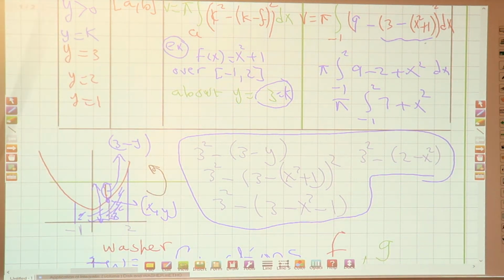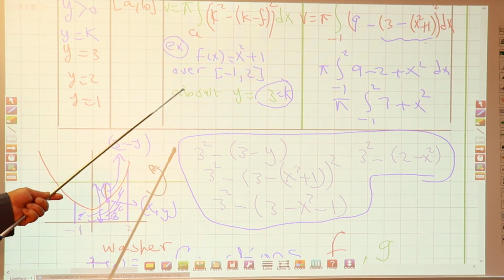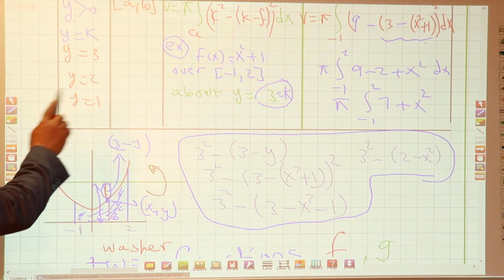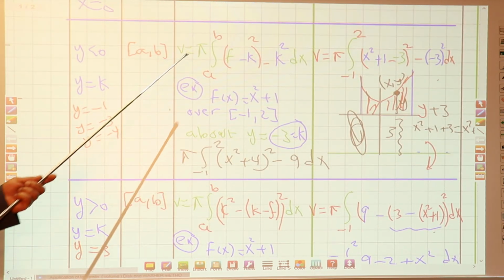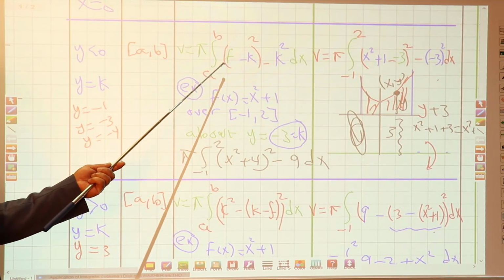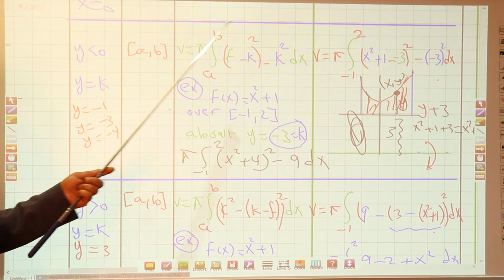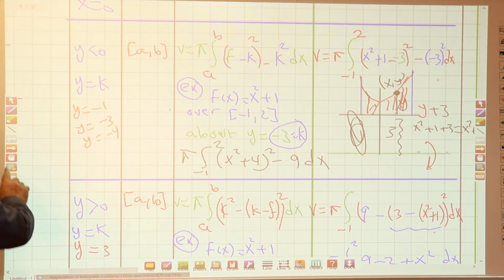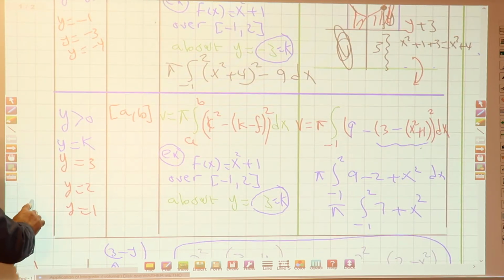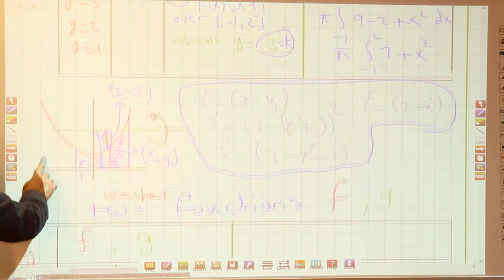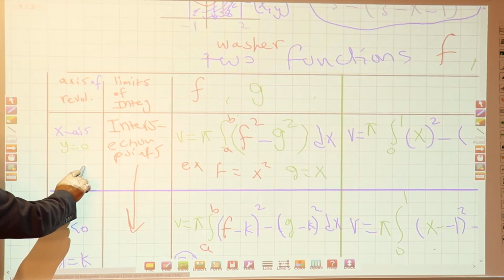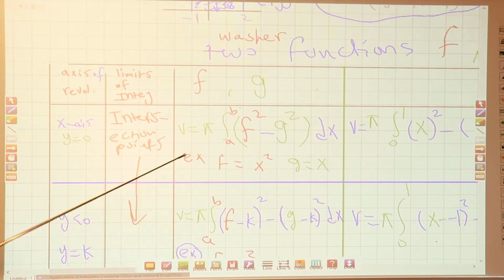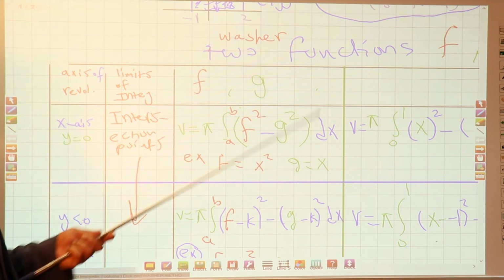Now, this is when we have one function revolving about the x-axis. The y-axis is the exact same thing. Just change f of x to be f of y. The same exact table. You can copy this table to your notes and use it all the time. Now when we have two functions, I find this a lot easier than the other one.